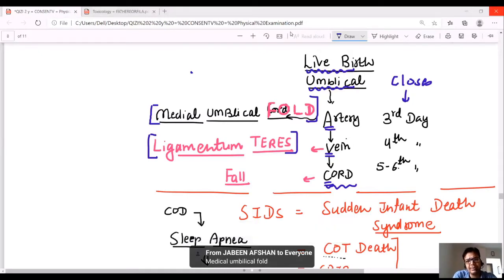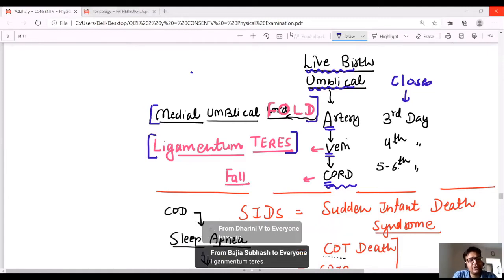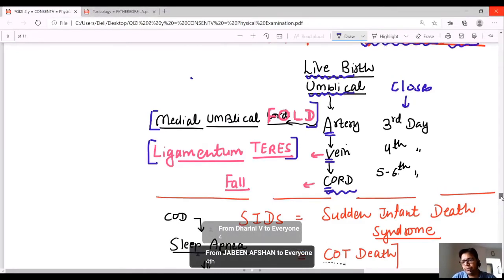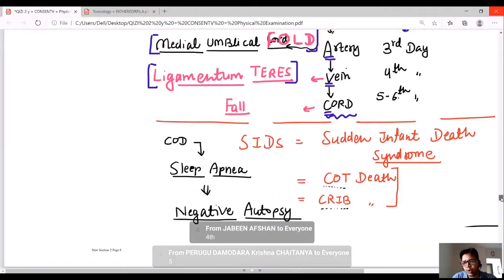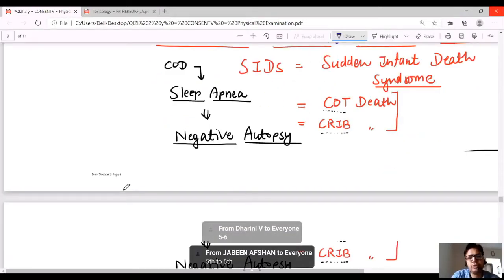Umbilical vein forms which ligament? Ligamentum teres. Vein closes on which day after birth? 4th day. Umbilical cord falls on which day after birth? Yes, it is the 5th to 6th day.